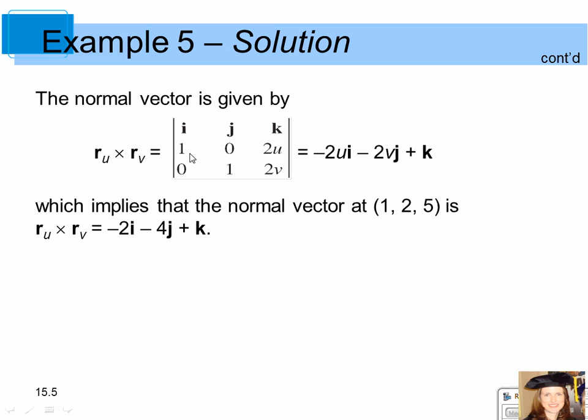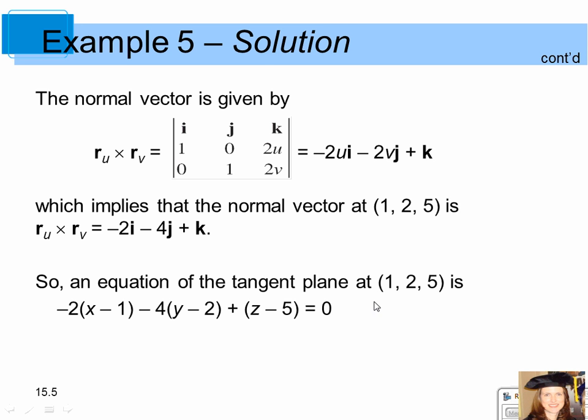When you can set it up this way, find the cross product of u and v to get this, and then you can plug in the values, let u equal 1 and v equal 2, and you find that this vector, negative 2i minus 4j plus k, is the cross product vector, and that vector is normal to the surface at the given point.